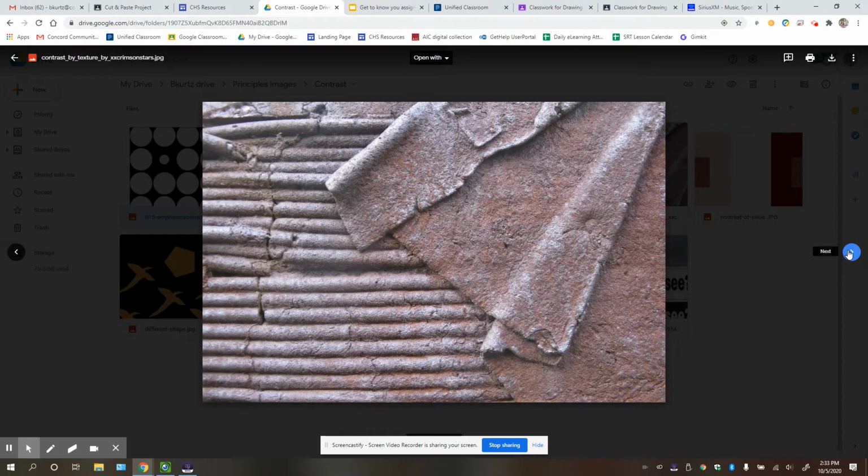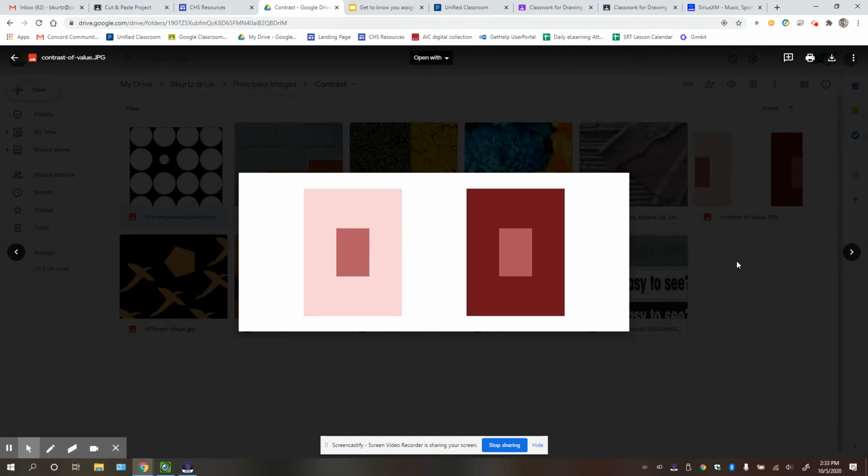Another example of texture contrast. Here's an interesting example for value contrast. Which of these inner rectangles do you think is darker? Most people think that this one looks darker, but in fact they're the same value. They look different because of what surrounds them. The dark surrounding this value of pink makes it look lighter. The light surrounding this same pink makes this one appear darker.